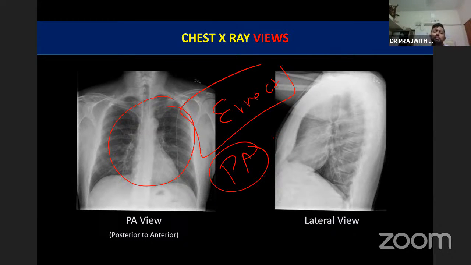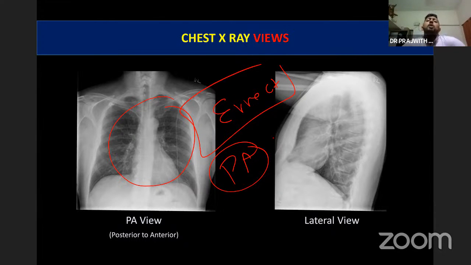Now, how do I take a PA view? You ask the patient to stand. If you observe me, you ask the patient to stand and hold his wrist on his waist. Okay? Hold the wrist on the waist. Move the elbows anteriorly. Okay? Hold the wrist on the waist. Move the elbow anteriorly. Why am I doing this?